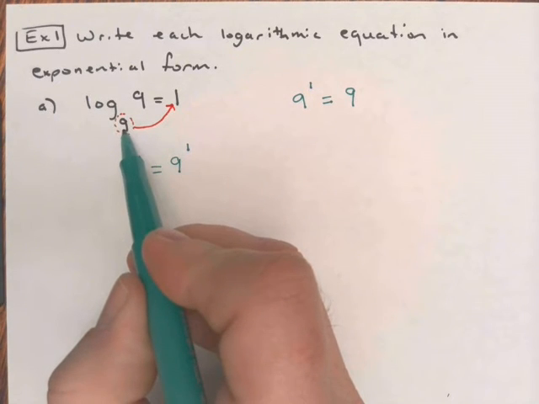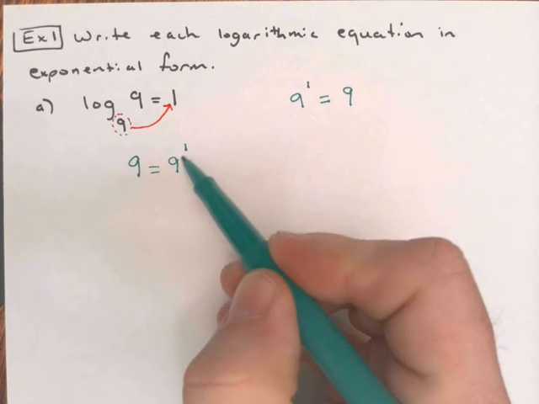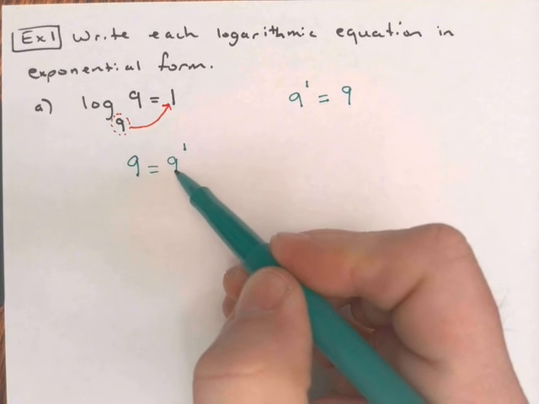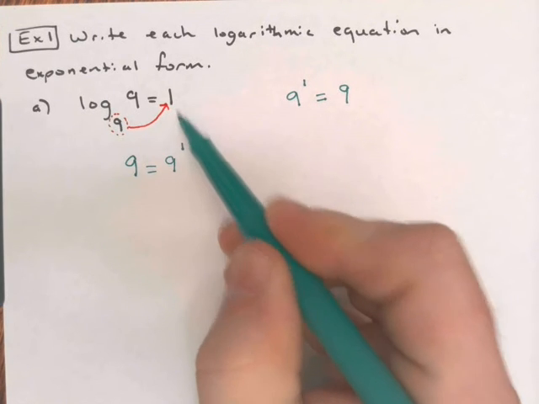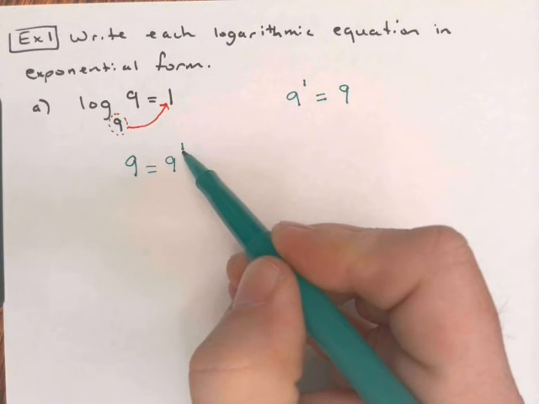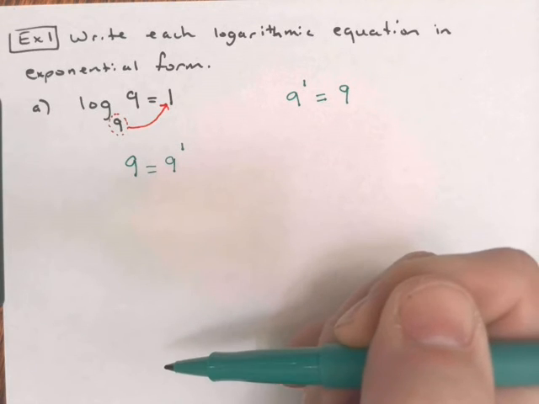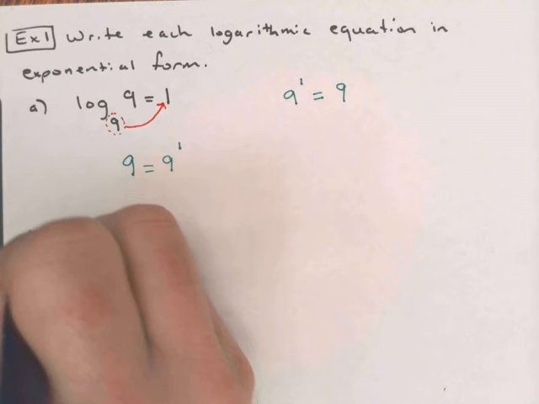You can swing the base of the logarithm over to the other side. That will become the base of the exponent. The number on the right side of our equal sign all by itself is the exponent, and then you copy down the other number. I'm going to use that visual to do a couple more of these.